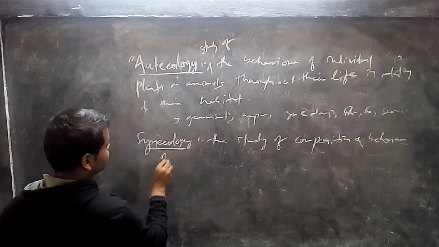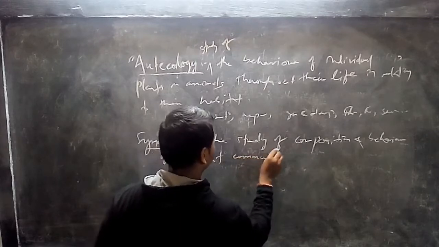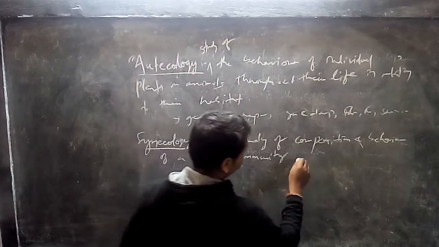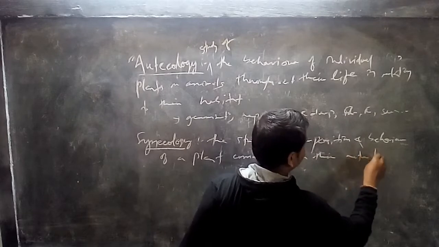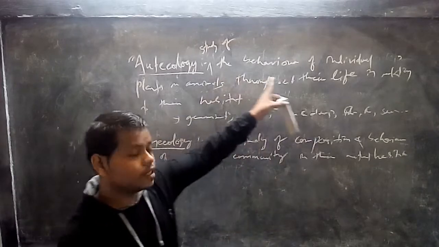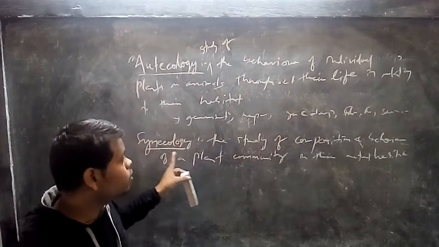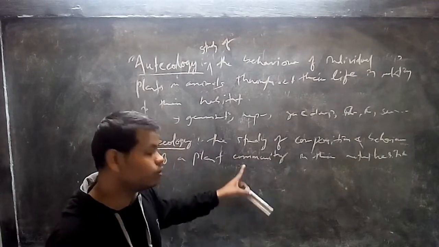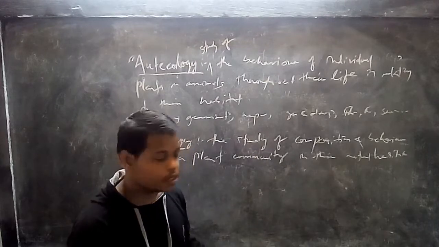Synecology is the study of the composition and behavior of a plant community in its natural habitat. In autecology, we study a particular individual, only one plant, but in synecology we consider a plant community or a group of plants, in which various species are present, maybe two, three, four different species.